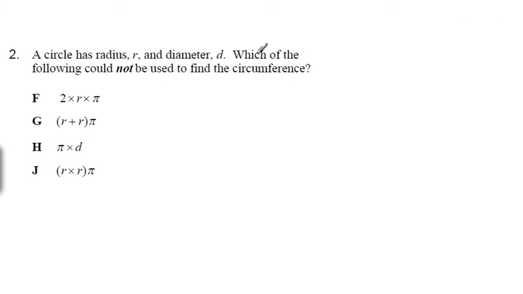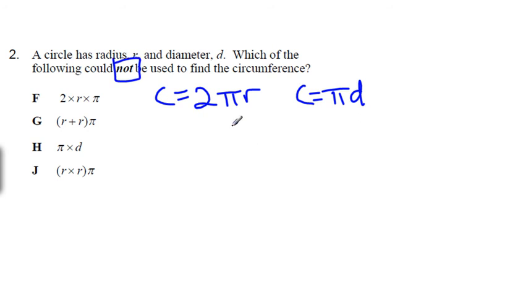Circle has radius R and diameter D. Which of these could not be used to find circumference? Well, we had our chart, and we can look where it says circumference. There are two formulas we have. We have C equals 2 pi r, and we also have C equals pi d. And we're looking for one of these that does not match that.